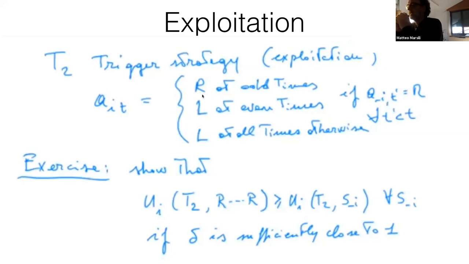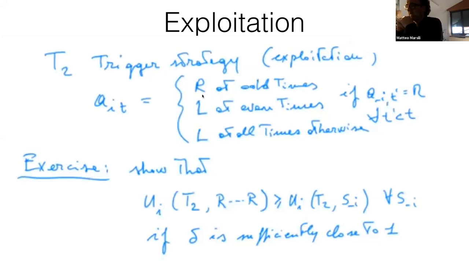And you can do exactly the same calculation, and you can find out that if the discount factor delta is sufficiently close to one, then this is a Nash equilibrium. So this is a Nash equilibrium in the sense that if player two plays the trigger strategy, then player one should always play R, because otherwise, if he deviates, he will get a lower payoff.